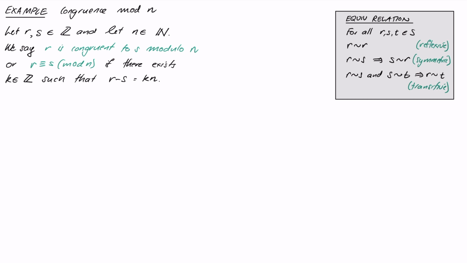So for example, we had -3 and 9 before, so we can show that -3 minus 9 is equal to -12, which in turn is equal to -3 times 4. So with n equals 4, that's our n here, this is our k. Because we can write the difference between -3 and 9 as a multiple of 4, we can say that -3 is equivalent to 9 mod 4. So that's what that means.